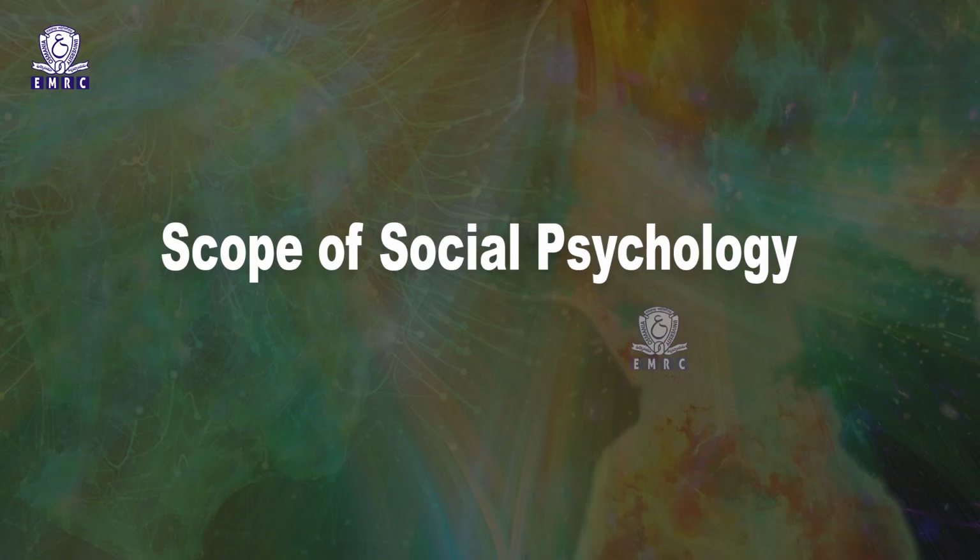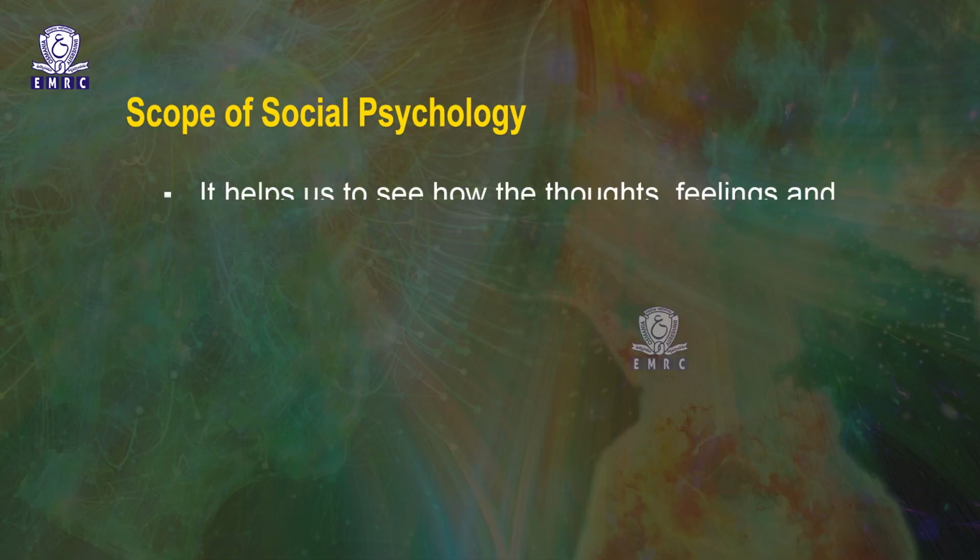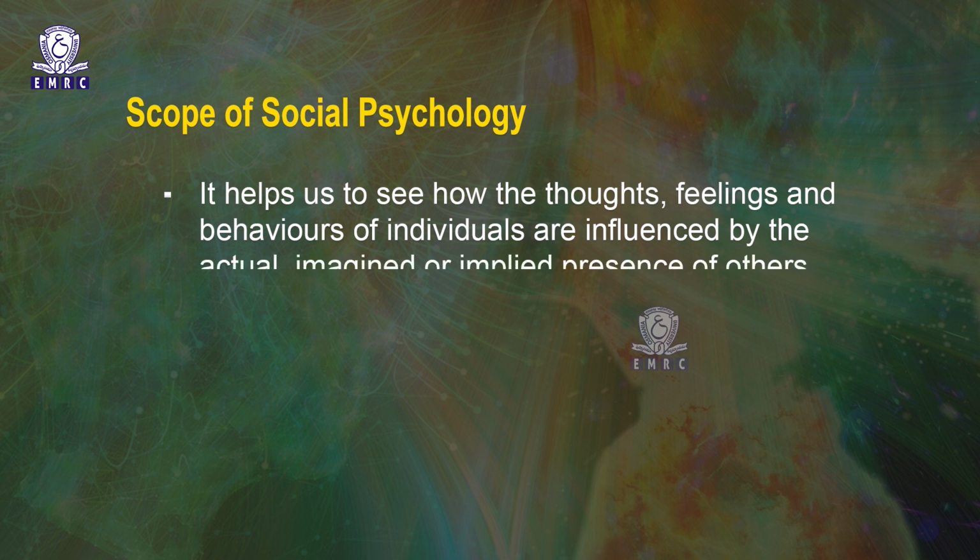Now, dear students, once we have understood the nature of social psychology, let us focus on understanding the scope of social psychology. Social psychology attempts to understand the relationship between minds, groups and behaviors in three different ways. One way is it helps us to see how the thoughts, feelings and behaviors of individuals are influenced by the actual, imagined or implied presence of others.